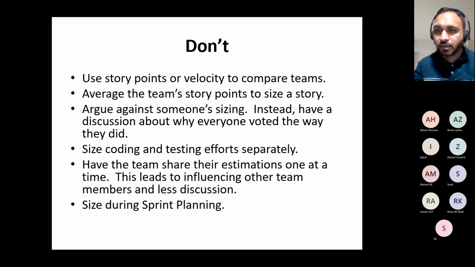For example, okay, I will come back to you, Radhabai, in a minute. The team might be sharing estimations with other teams, saying, "Oh, we are estimating like this, and we have velocity up to this point." Don't do that, because comparing is not encouraged either. Same thing over here. This leads to influencing other team members and less discussion. That's why we do anonymous voting.